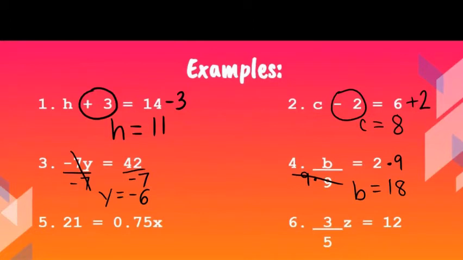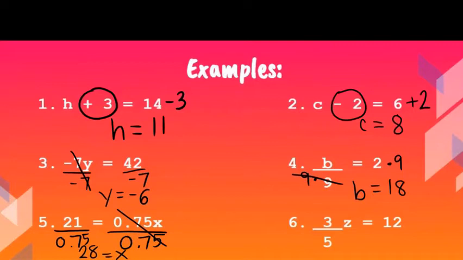Number 5, 21 equals 0.75x. This is showing multiplication. It's showing 0.75 times x. To get rid of multiplication, we need to do the inverse operation, which is division. So we're going to divide both sides by 0.75. The 0.75s on the right will cross out since they are the same number. Bring down your variable x. Then we're going to divide 21 divided by 0.75, and that is 28. There's our answer, 28 equals x.